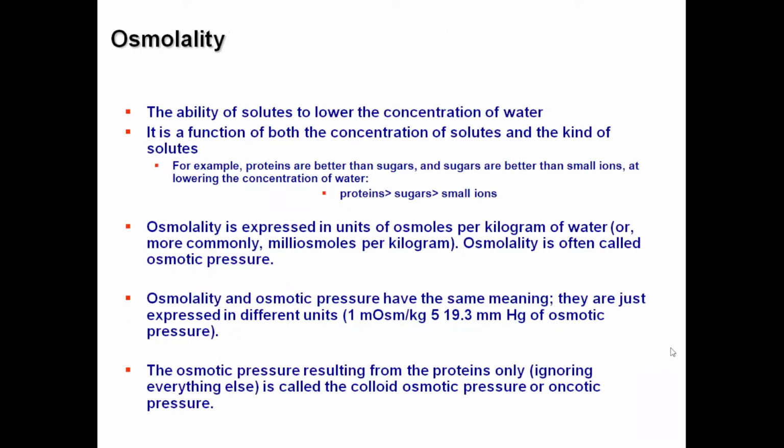But before that, you need to consider a definition such as osmolality, the ability of solutes to lower the concentration of water, and it is a function of both the concentration of solutes and the kind of solutes. For example, proteins are better than sugars and sugars are better than small ions at lowering the concentration of water. So you can see here the distribution of how each contributes.